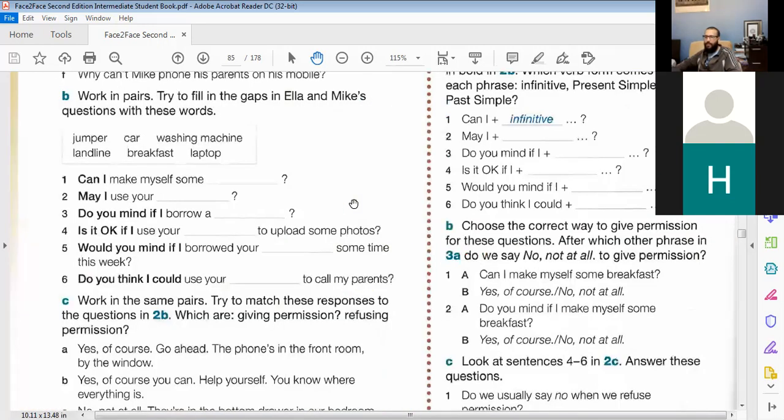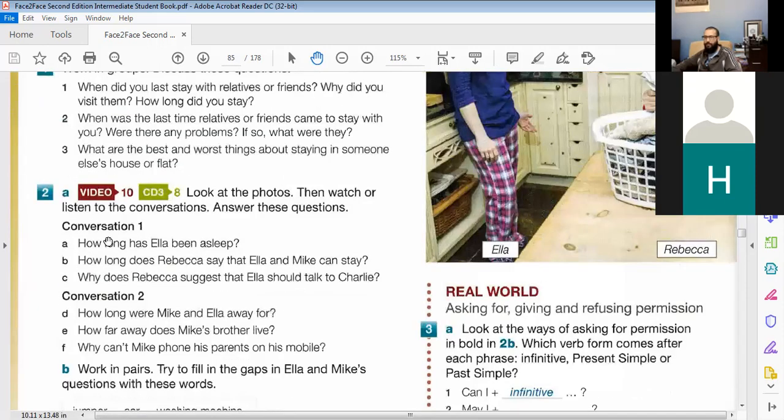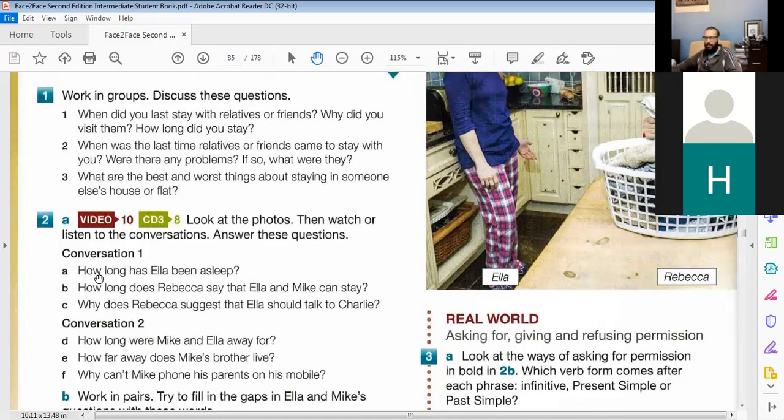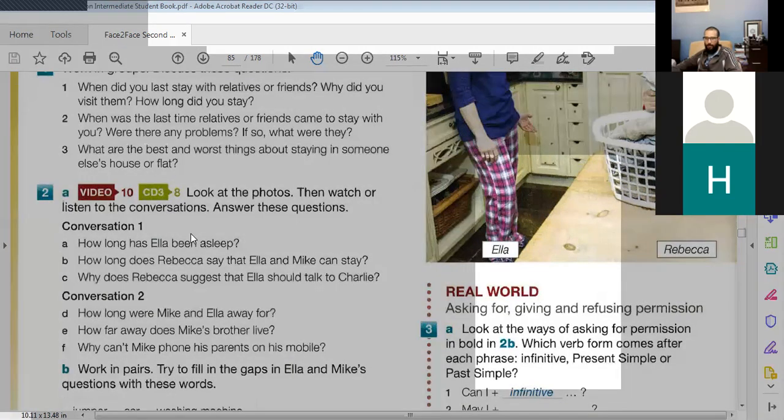So let's listen. Let's confirm this and see if you're right or not. It says here, look at the photos. We looked at the photos, and now it says, listen to the conversations and answer these questions. So we're going to listen and then answer the questions. Here it is. Track 8. Conversation 1.